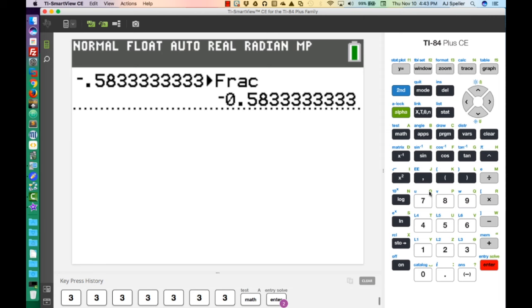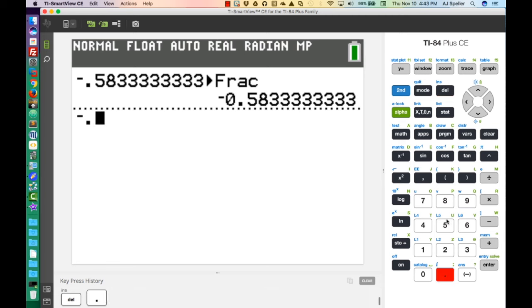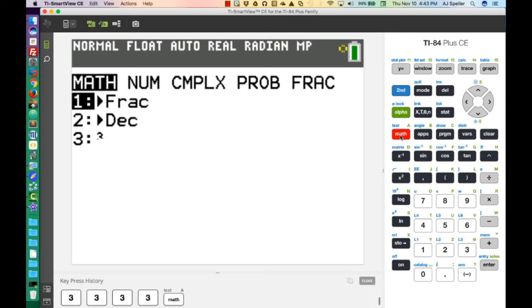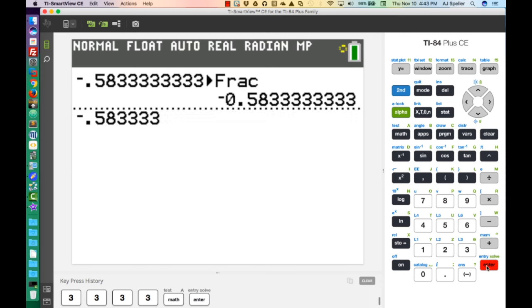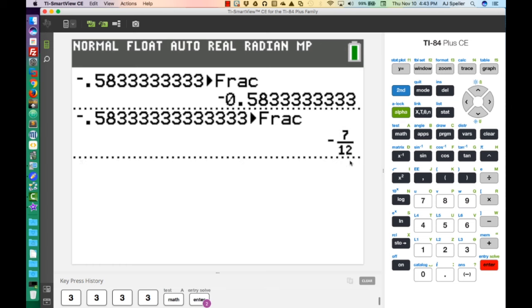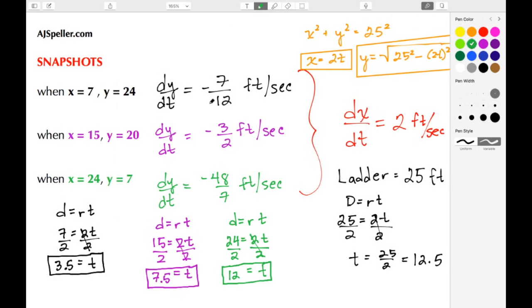Let's see if we can do that again to try to figure out what our mistake was here. So negative 5, whoops, not 5. So negative 0.58, several 3's. Let's put a few more 3's up here, and then do math, and then 1, and then 1 again. And we see this time we did come out to negative 7/12. I didn't add enough 3's, so let's go back and just verify. And we see this here did come out to be negative 7/12.